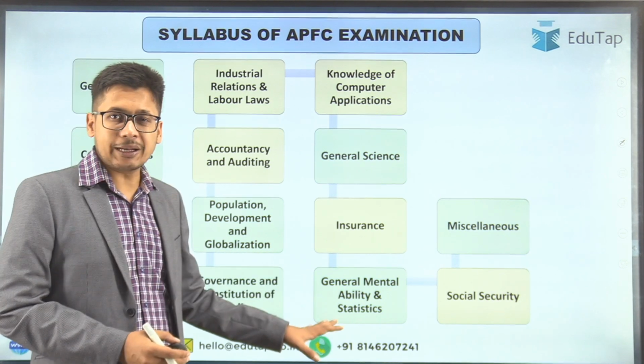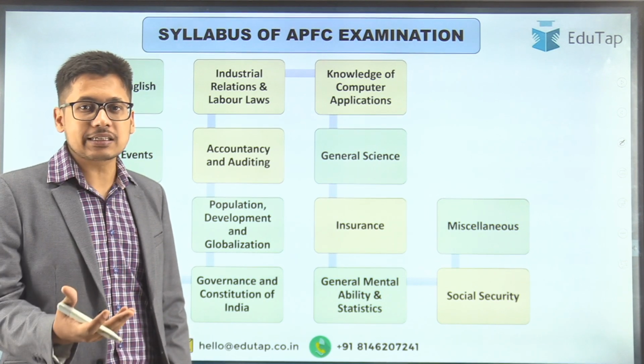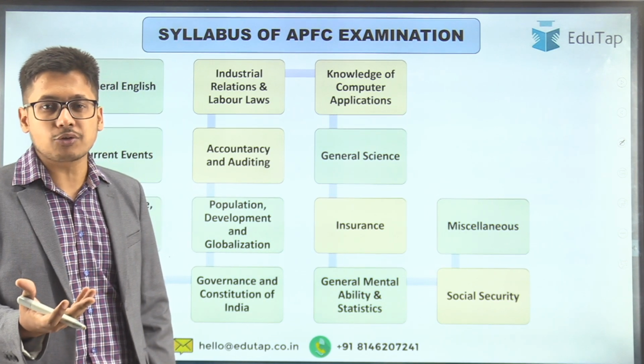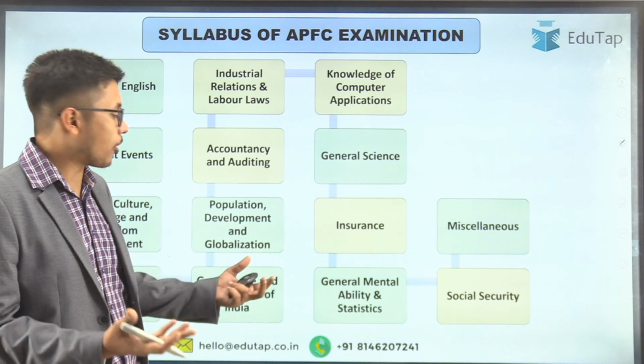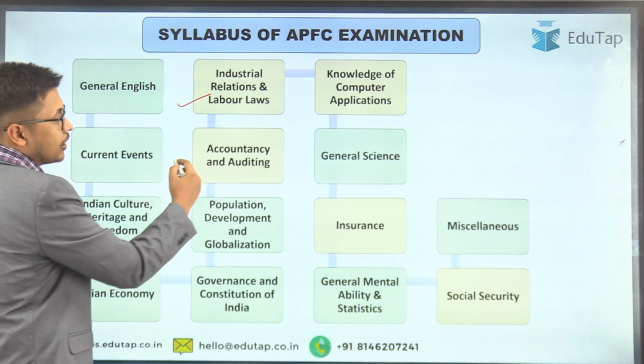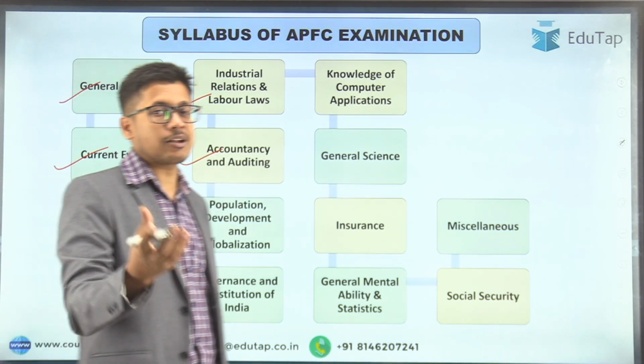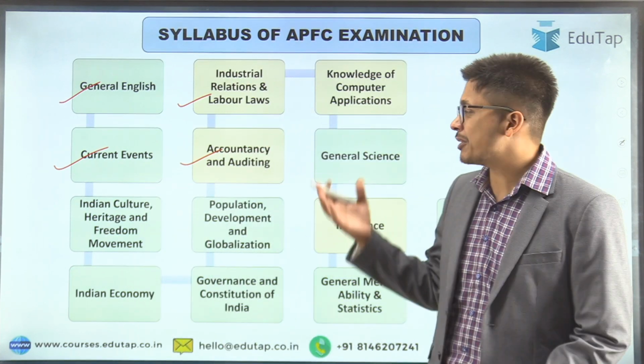Then there is also general mental ability and statistics, where your mathematical skills are required. Your knowledge about statistics should be very good. You must be very well aware about that in order to answer these questions. In addition to that, industrial relations and labor laws, accountancy and auditing, then general English, then awareness about the current events, the current affairs, the general awareness, all these different things will be there.